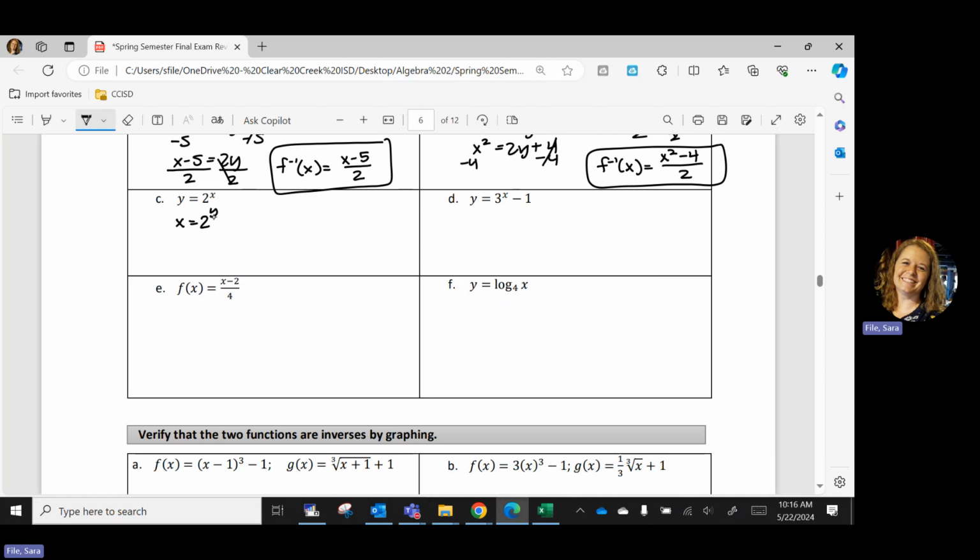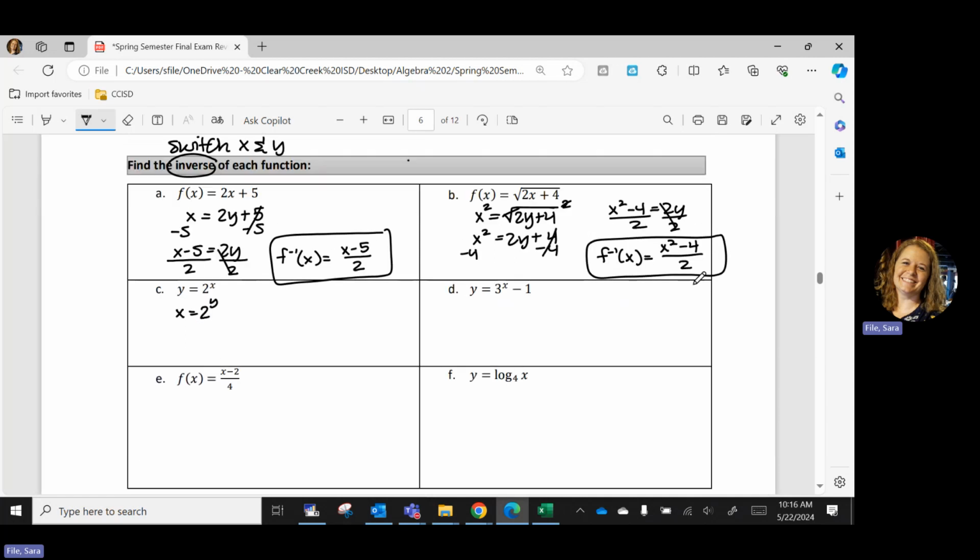Pause real fast before I continue this problem. Just knowing what types of functions are inverses may help you eliminate options in a multiple choice test. So knowing that a linear's inverse is still going to be linear, or that a square root's inverse is going to be quadratic, or a quadratic's inverse is going to be square root, or an exponential's inverse is going to be a log. Those things can help you eliminate answer choices that aren't even the right type of function. Okay, so keep that in mind.